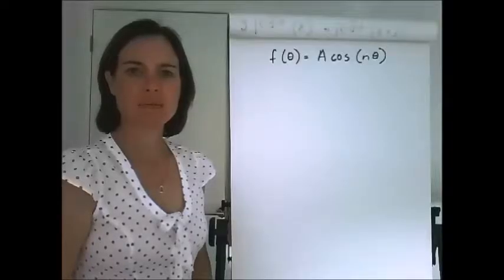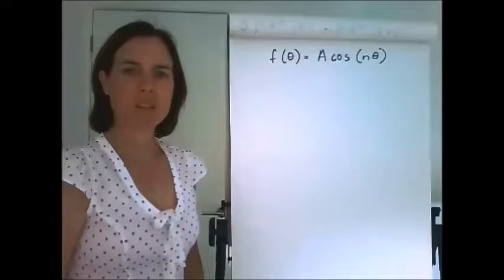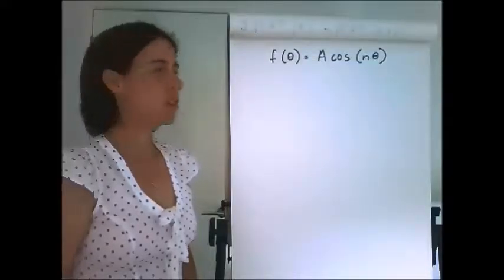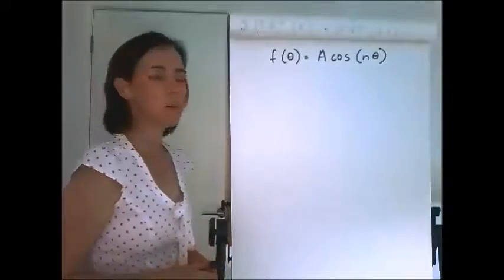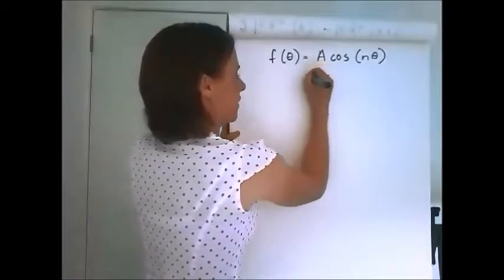Today's question is: a function has the rule f of theta equals a cos n theta. If the amplitude is 3 and the period is 5, find the rule of f of theta and sketch one complete cycle of its graph. So I've written the equation on the paper here, and we know the amplitude is 3, so that can go straight in.